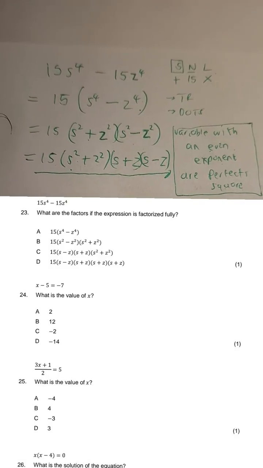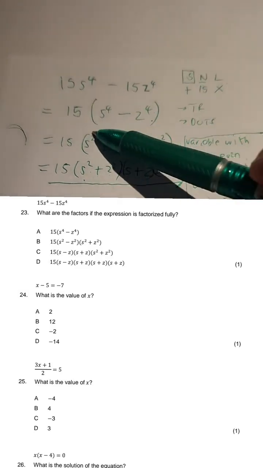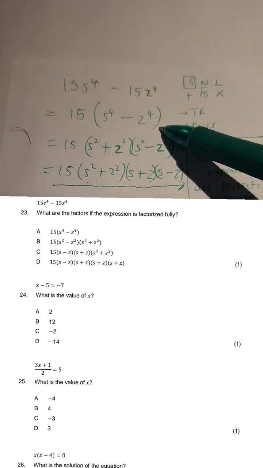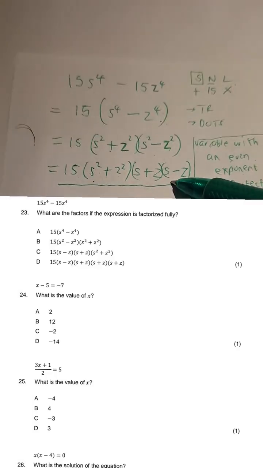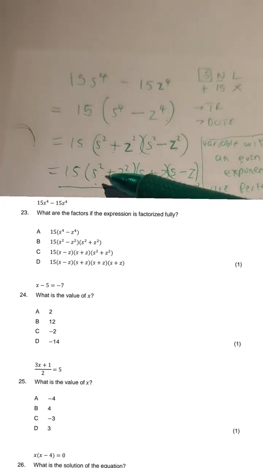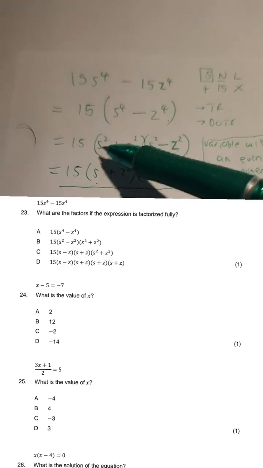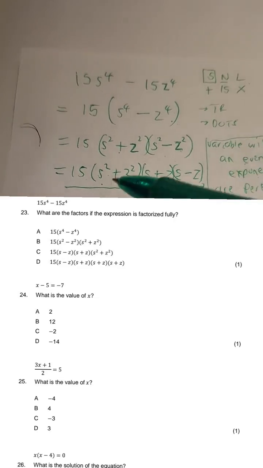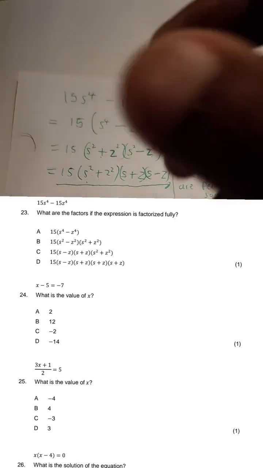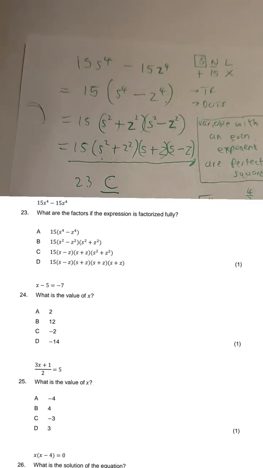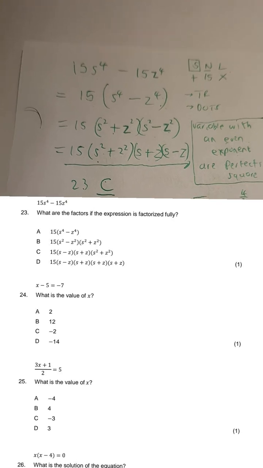Is it A? No, you can see it's not A, guys. A is partly factorized, it's not fully factorized. B, no. S minus Z is there. S plus Z is there. S squared plus Z squared is there. So that means this is applicable. But if you look at D, D is out. So we go for C. And that has been actually worked out, and we can see that that is actually the answer.